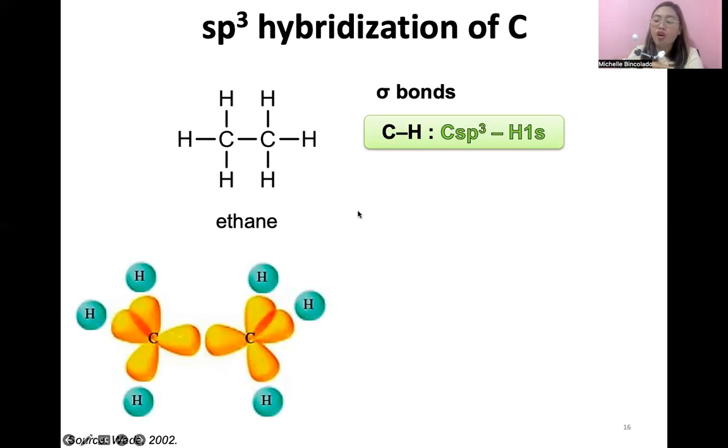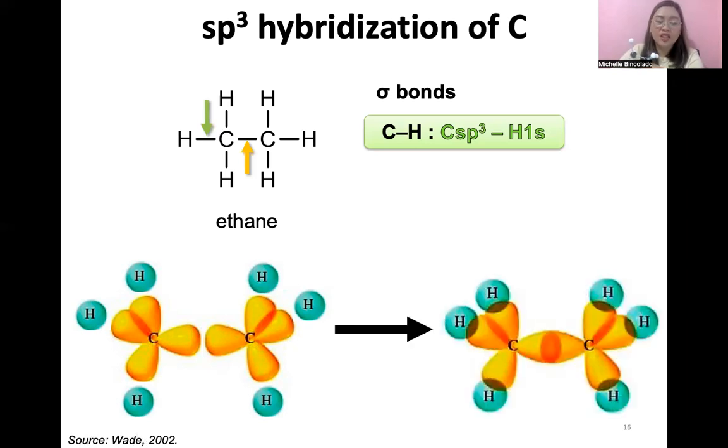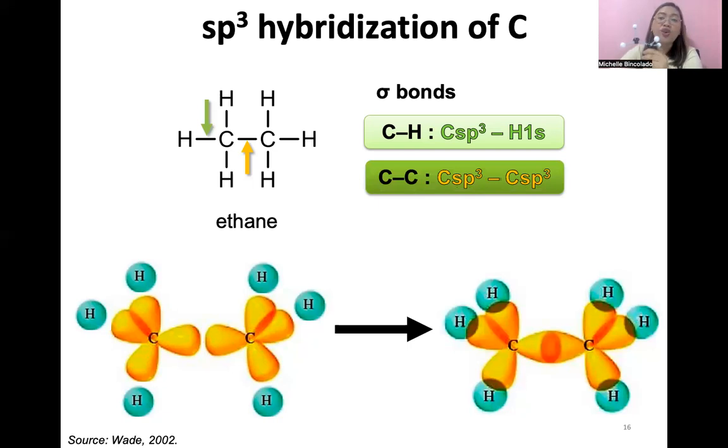So again, for the carbon-hydrogen bonds is the overlap between carbon sp3 and hydrogen 1s. However, here's our question. Ma'am, paano po na-form yung carbon-carbon bond? It's formed from the sigma bond, again, from the head-on overlap of two sp3 hybrid orbitals. Okay, so yun yung bumuo sa sigma bond, guys, between the two carbon atoms. And as you will see, guys, it constitutes the carbon-carbon single bond. All right, so ito guys, ang ating dalawang example for sp3 hybridization. Okay, so let us put this down na.